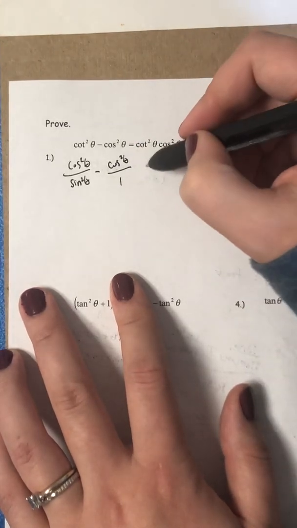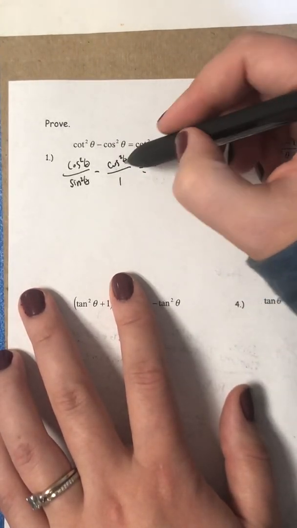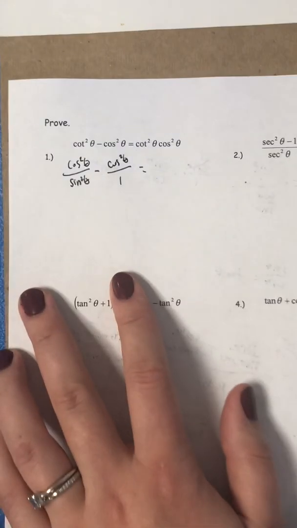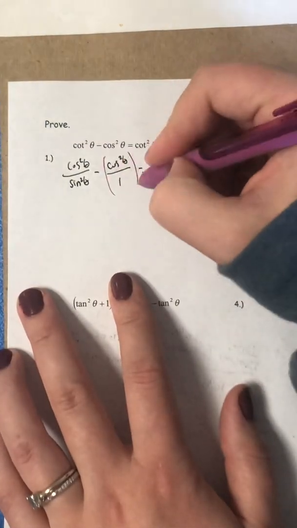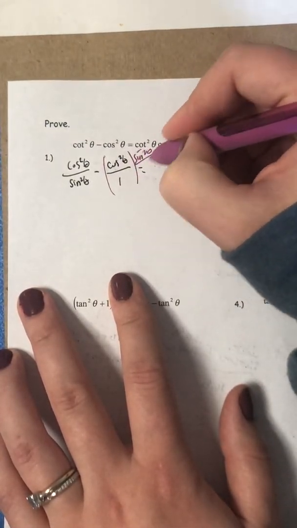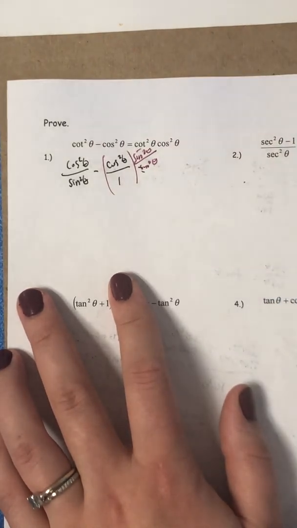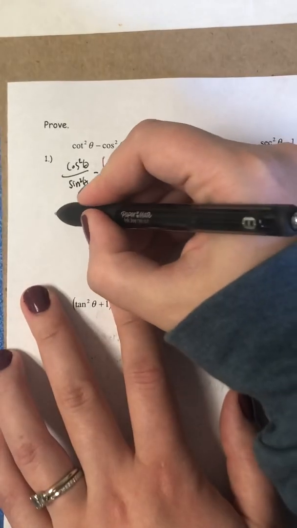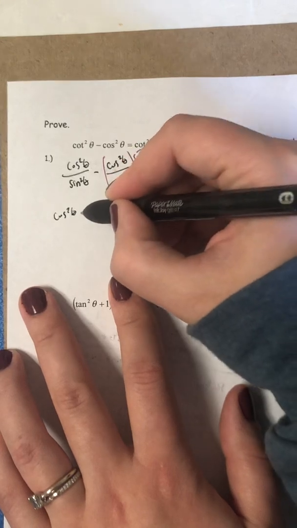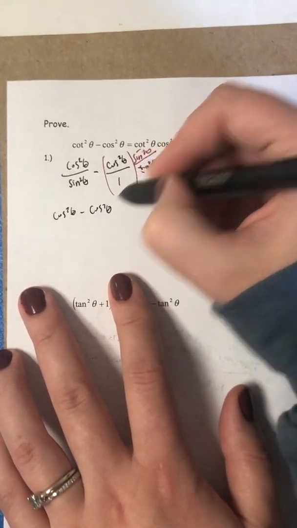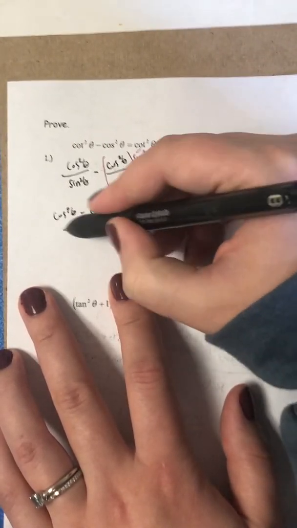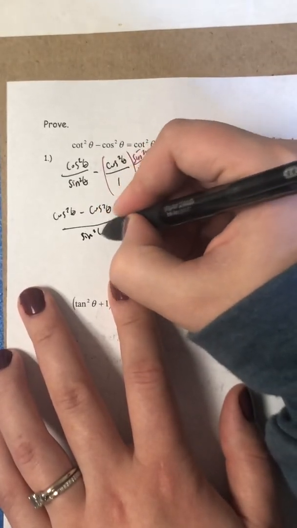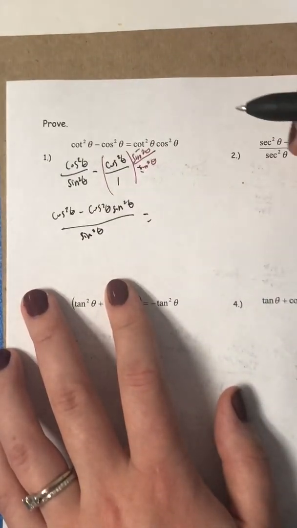Okay, so when I see this, I know I can turn this into a common denominator. So I can multiply both the top and the bottom by sine squared theta to get those to be the same denominator. So when I multiply that through, I get cosine squared theta minus cosine squared theta sine squared theta, all over that same denominator, sine squared theta.